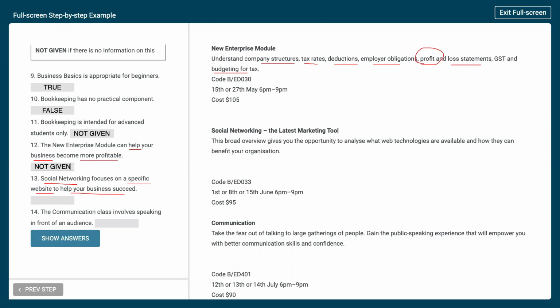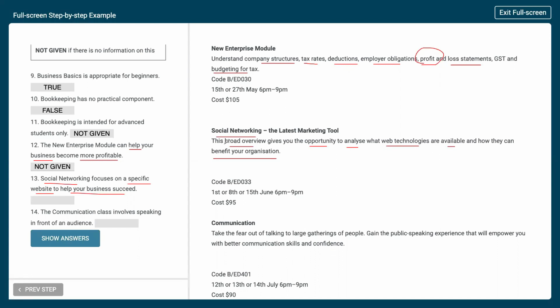So again, we'll just go down and we see social networking. It says broad overview, gives you the opportunity to analyze what technologies are available and how they can benefit your organization. So we didn't see specific. We did not see that when we were scanning for this information. Instead, we see broad. It's a broad overview.